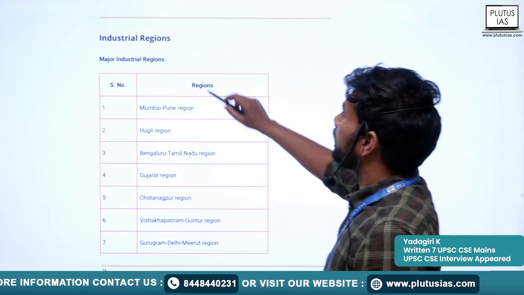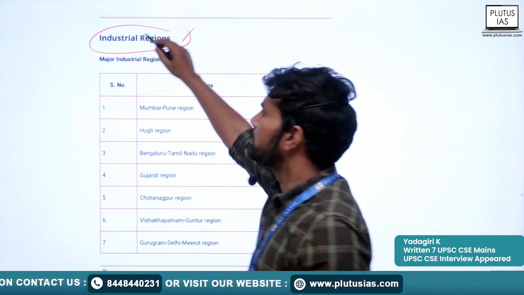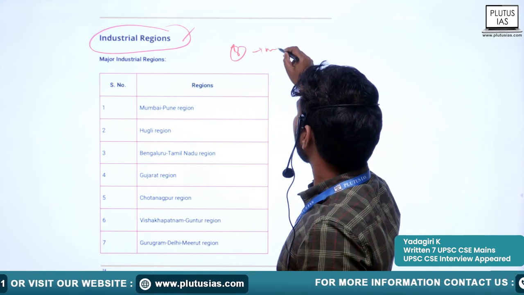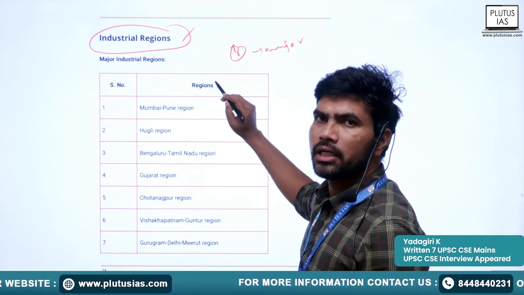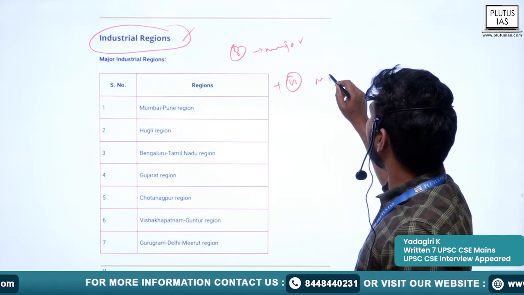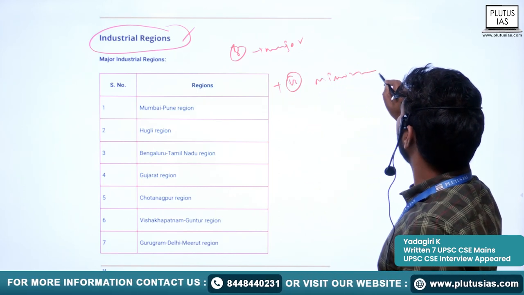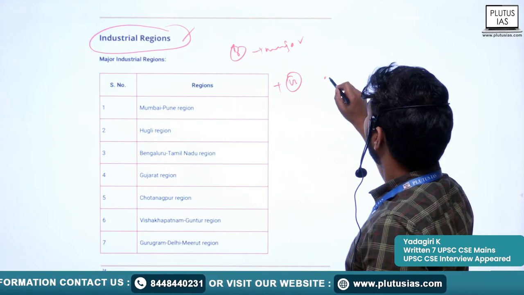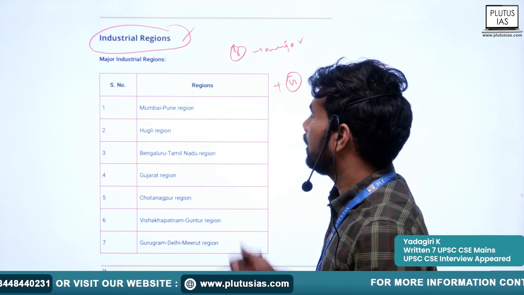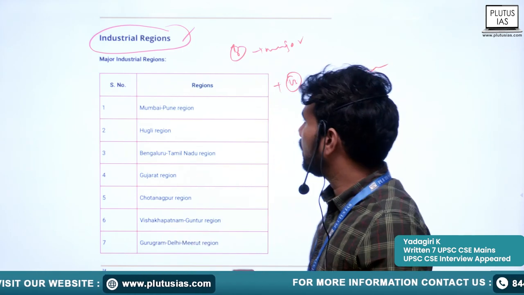Now we will see the important industrial regions in the country. Basically, we have eight major industrial regions in the country and approximately 13 medium industrial zones. We will see the list of these industrial zones.